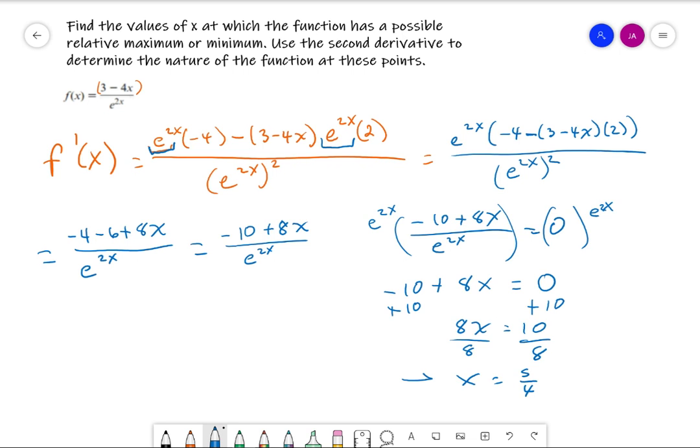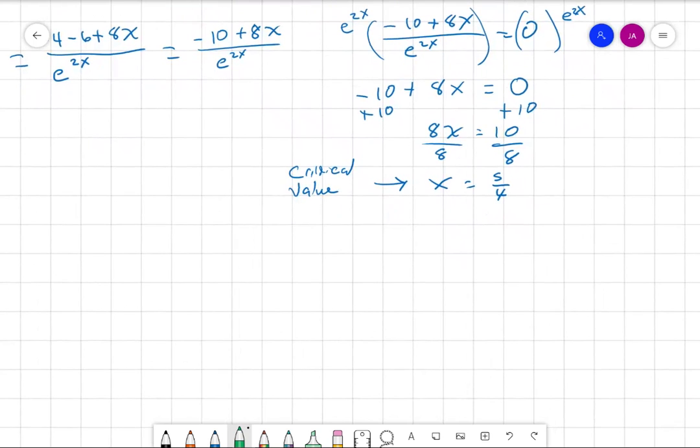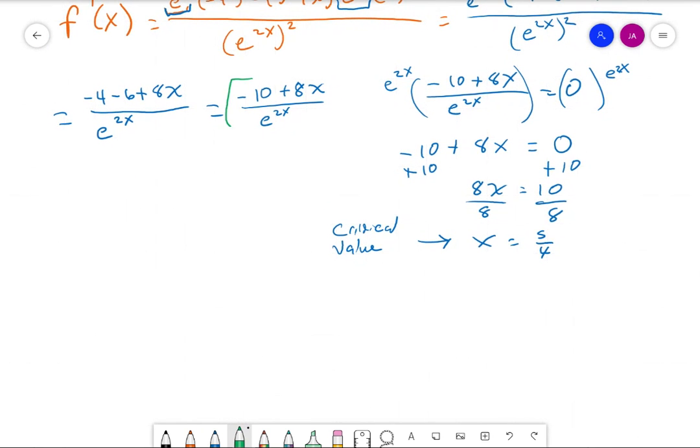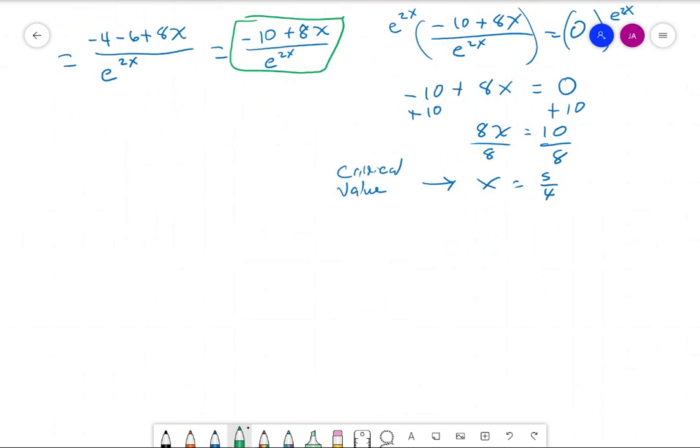And so my claim is that this is my critical value. That is the possible location of extrema from our original function. Well then, since we found the critical value, the next part for us to deal with is we need to figure out, is that critical value a max, min, or neither? And so remember that now we can take the second derivative, and so let's make sure we see that this was our first derivative. Then I can use the quotient rule again to find f double prime.